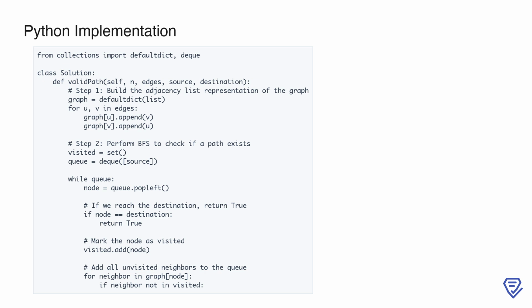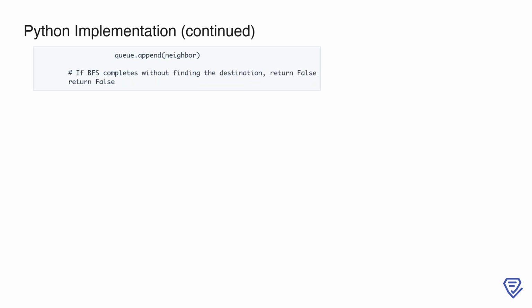Next, we initialize a visited set to keep track of nodes we've already processed and a queue, initialized with the source node, to manage the BFS traversal. The BFS loop begins by dequeuing a node for processing. If this node matches the destination, we immediately return true, as we've confirmed a valid path exists. If not, we mark the node as visited and prepare to explore its neighbors. To explore the neighbors, we iterate over each neighboring node connected to the current node in the graph.